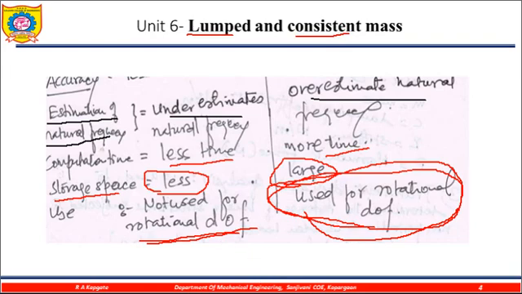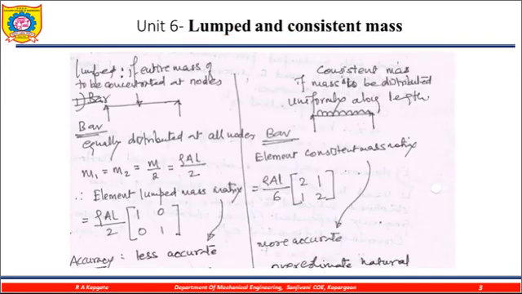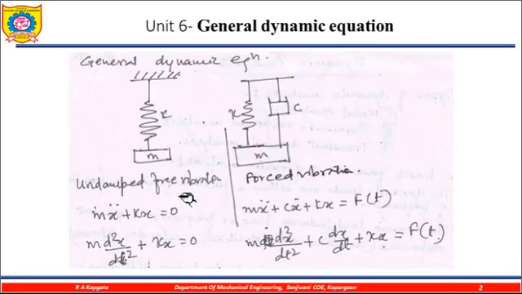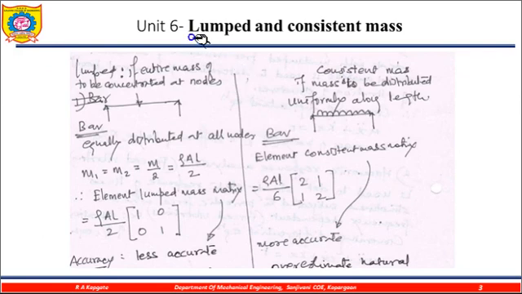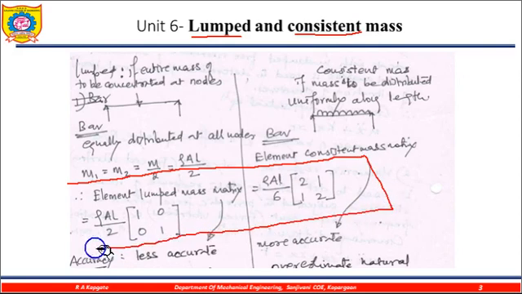So in this video you need to differentiate, first of all, what is meant by undamped free and forced vibration, and second, the definitions of lumped and consistent mass. These parameters, the element mass matrices, play a very important role, and once you focus on them, we will definitely be able to solve the problems very easily. Hope you are understanding everything.